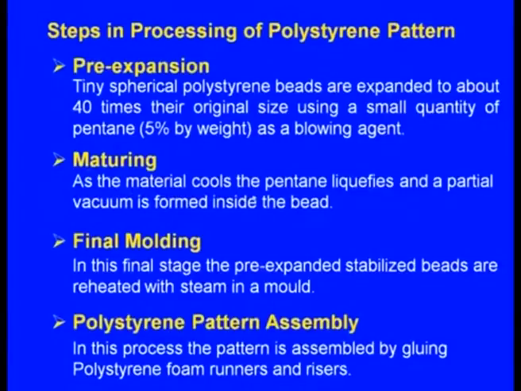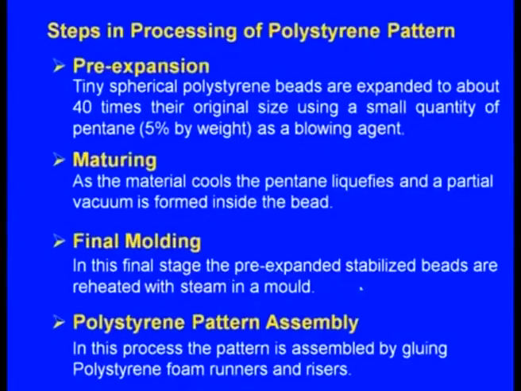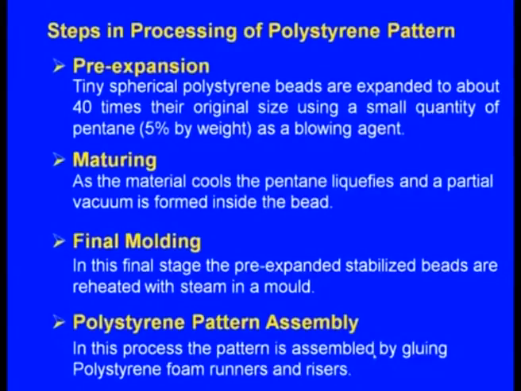Now, the second step is maturing. What is this? As the material cools, the pentane liquefies and a partial vacuum is formed inside the bead. The third step is the final molding. In this final stage, the pre-expanded stabilized beads are reheated with steam in a mold. The next step is the polystyrene pattern assembly. In this process, the pattern is assembled by gluing polystyrene foam runners and risers. Sometimes even if the size of the casting is small, several patterns are joined together and assembled. That comes under the polystyrene pattern assembly.